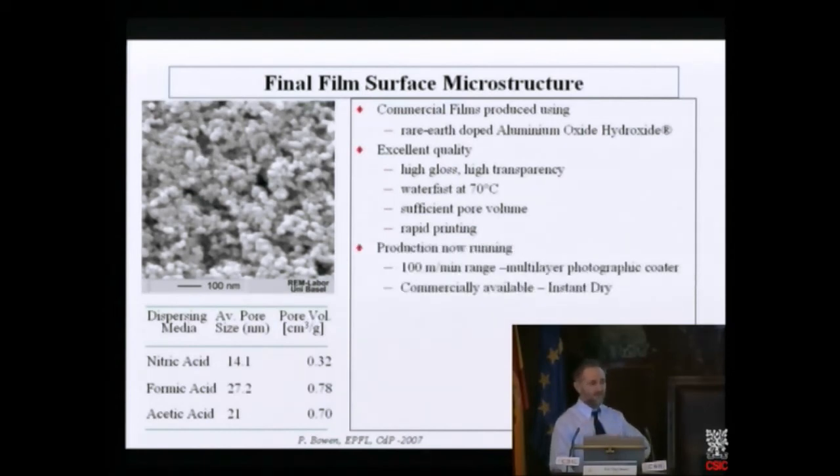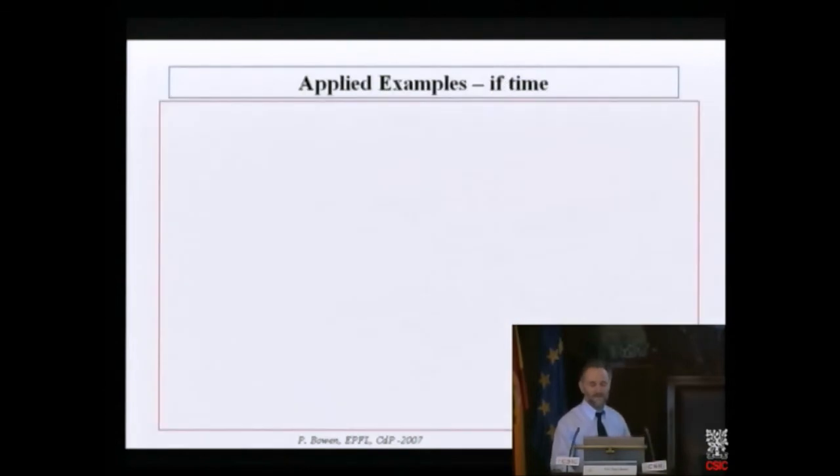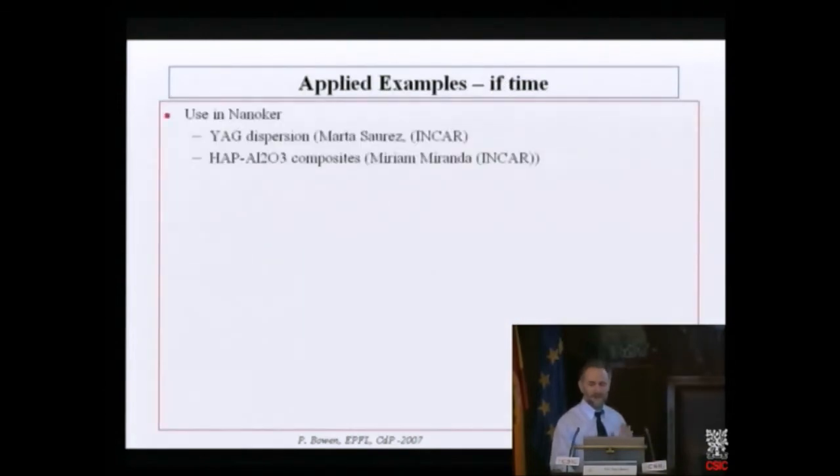Production is done on sheets moving at 100 meters a minute. It's been commercially available for several years. So nanotechnology has been around for a while, but it all depends on dispersion. It took us 3 years to get to this point, and it's not something that's easily done. You have to give a bit of time. So I'm not going to go through all these applied examples. It's been used a couple of times in Nanoker by Marta Soares, by Miriam Miranda at the moment.